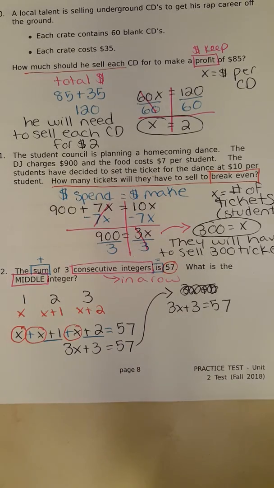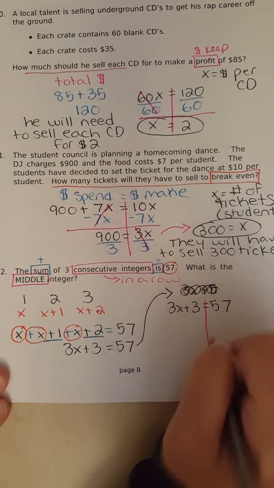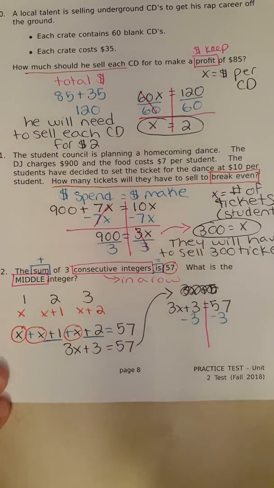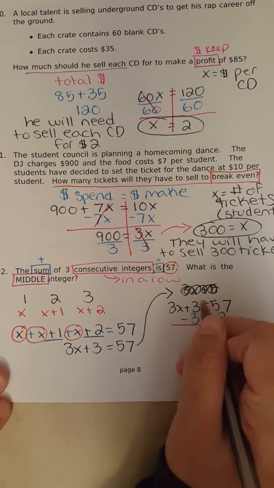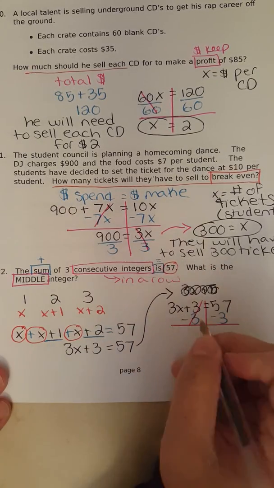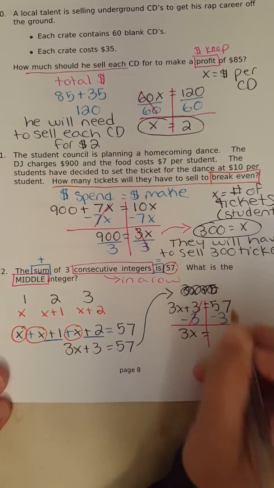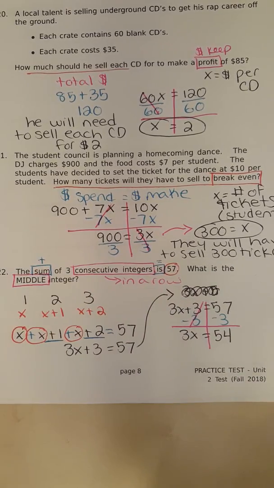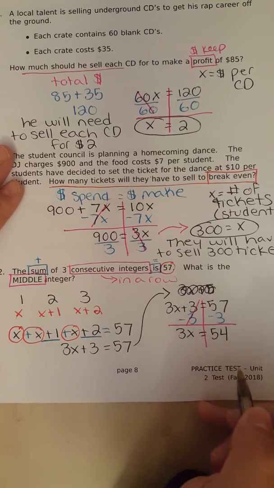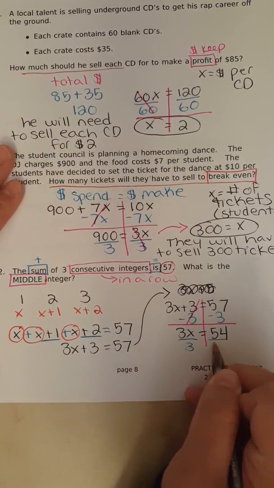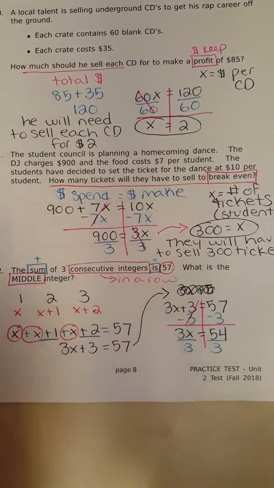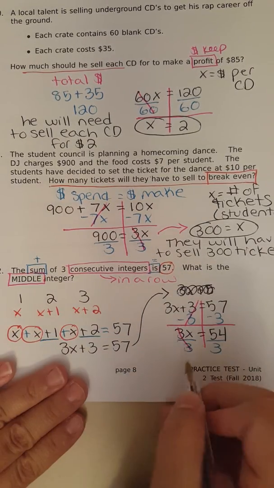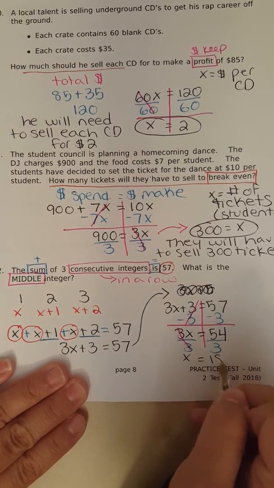Okay. So in order to solve this equation, I'm going to start by doing the opposite of adding 3, and I'm going to subtract 3 from both sides. 3 minus 3 gives us 0. So on the left I have 3x. On the right, I have 57 minus 3, which gives me 54. Now, I'm going to divide both sides by 3, because that's the opposite of multiplying. 3 divided by 3 gives us 1, or 1x. And 54 divided by 3 gives us 18.